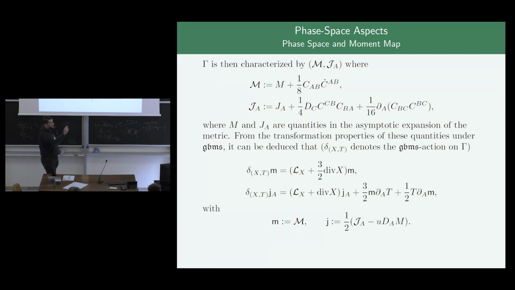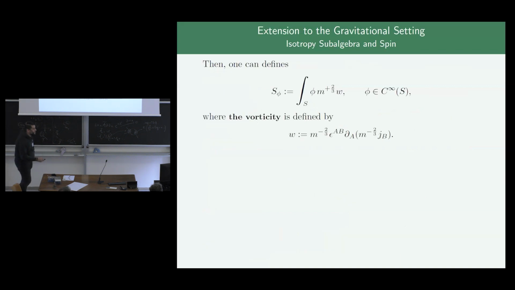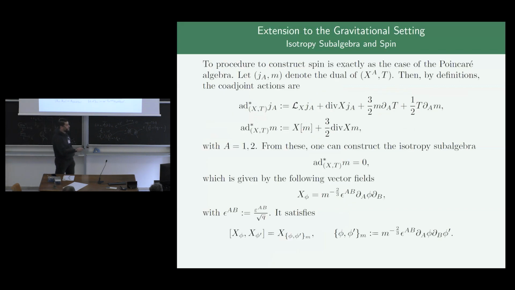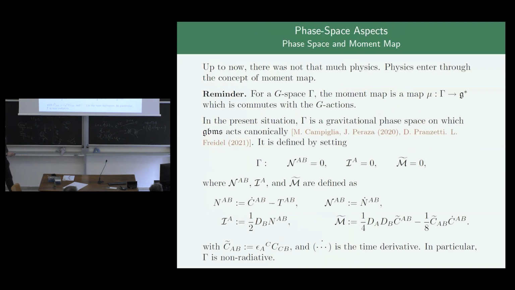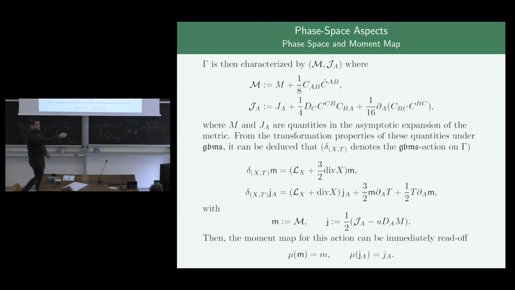And you can construct, just because the action of the GBMS on the phase space is of this form for M, and this quantity small j is of this form. So now if you compare this action with this action here, you can immediately read off the moment map, which is this expression. This u is the usual time coordinate.